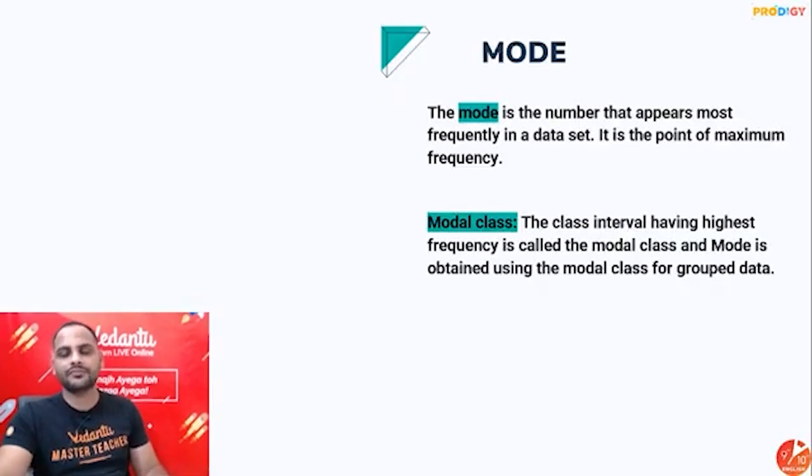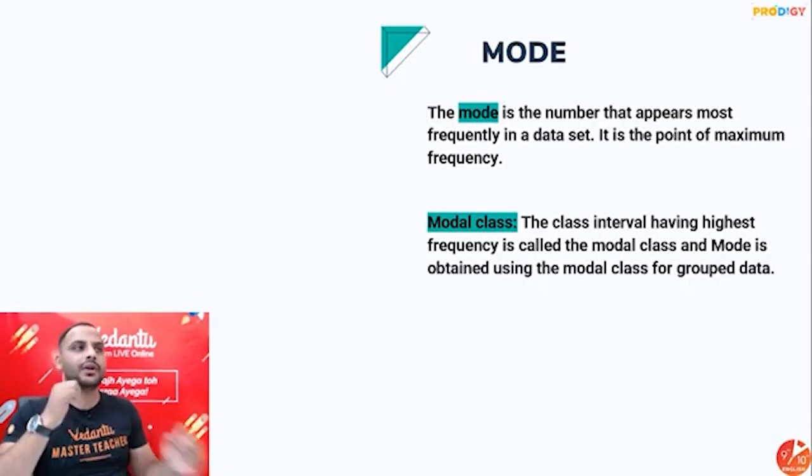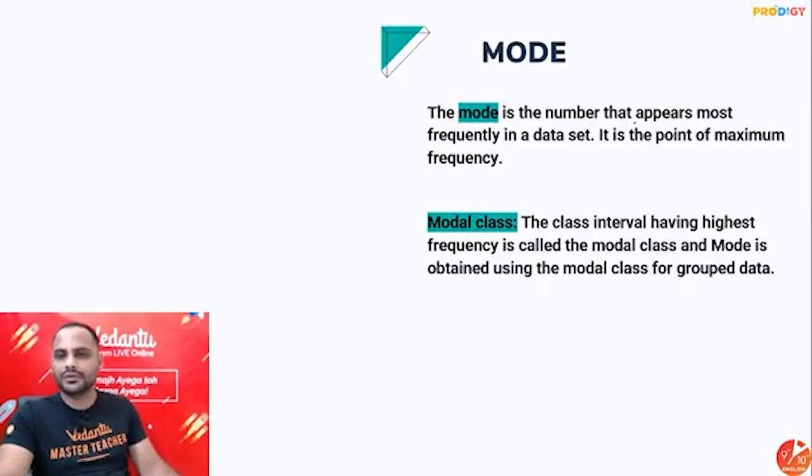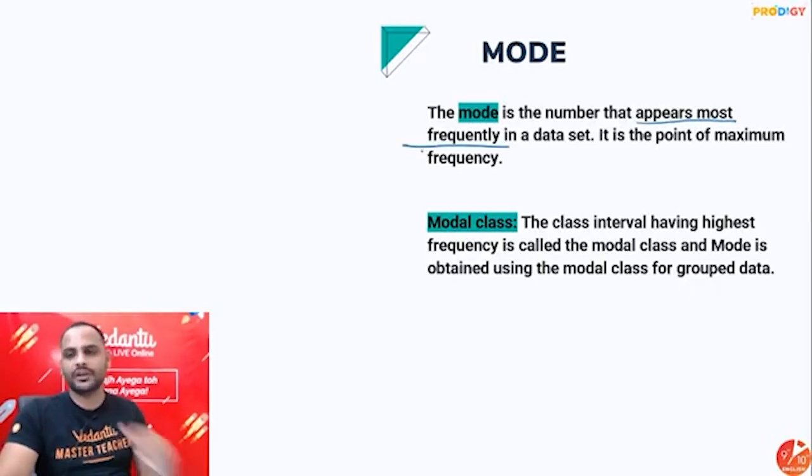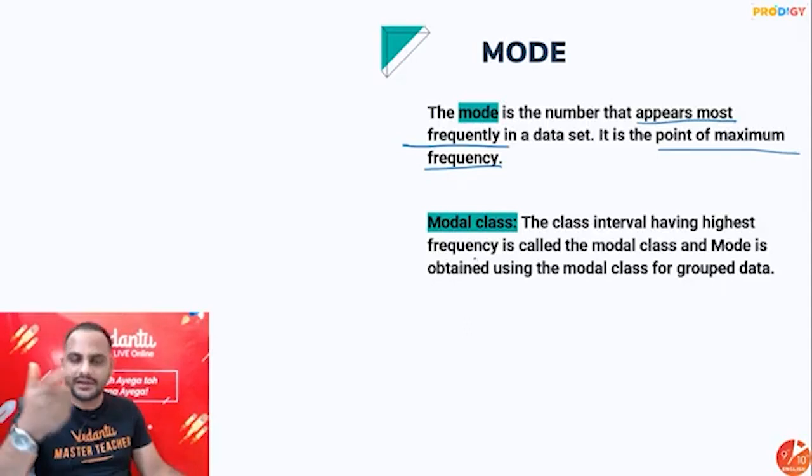Now next is mode. So we understood mean is average, median is the middle value. Now what is mode? Mode is the highest occurring value, the value which appears with most frequency in the data. So it is a point of maximum frequency. What is the modal class? The class interval in which the mode lies, that will be the modal class. Or the class interval which has the highest frequency, that will be your modal class.